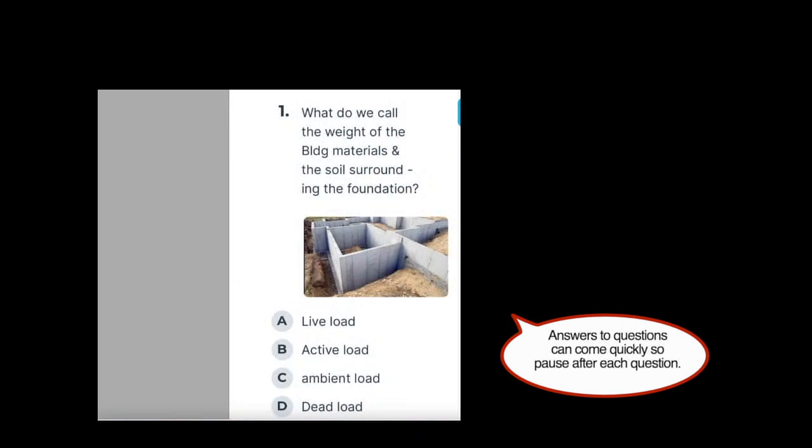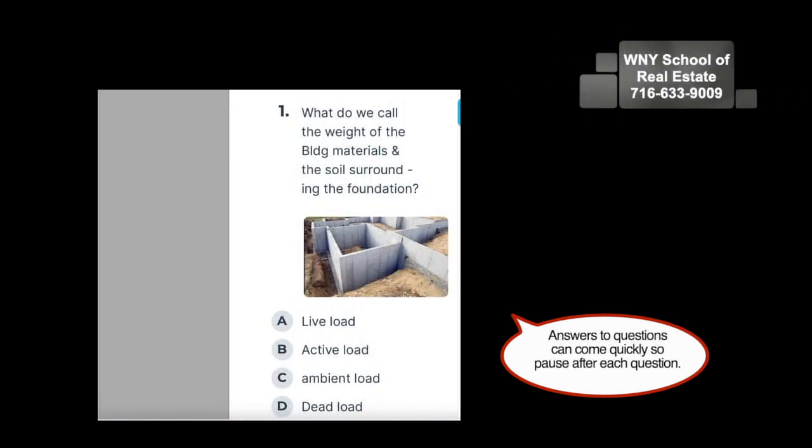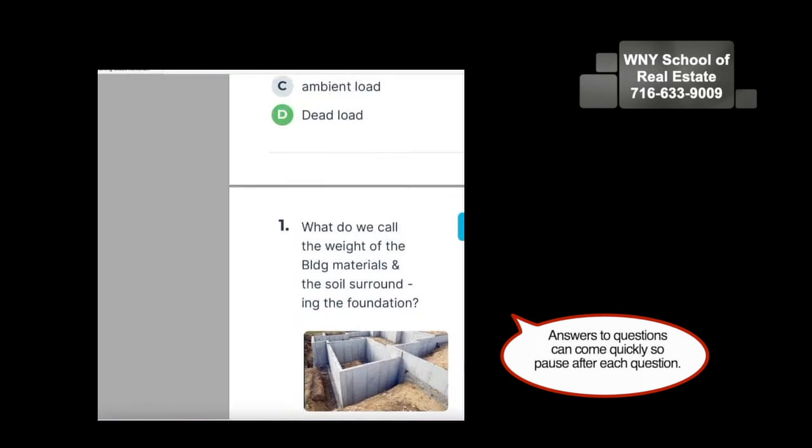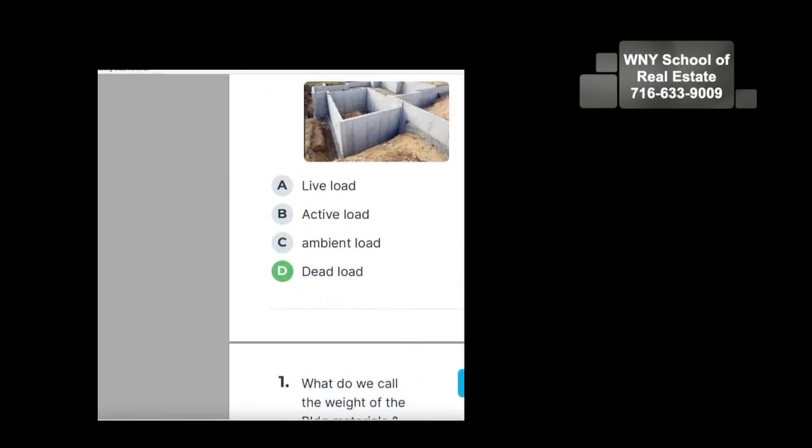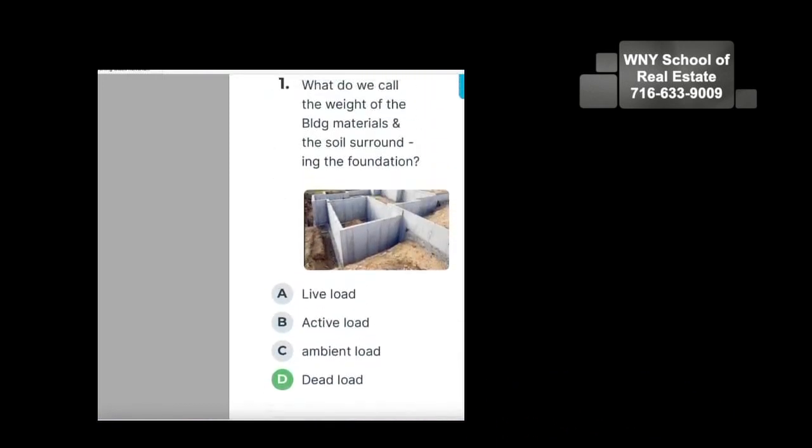So what do we call the weight of the building materials and the soil around the foundation? We've got four choices: live load, active load, ambient load, and dead load. The answer is indeed dead load. It's a popular state exam question too.